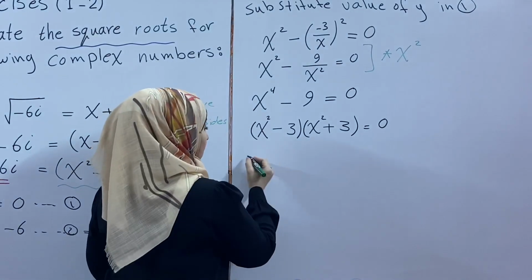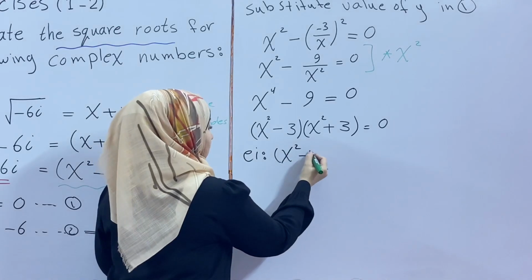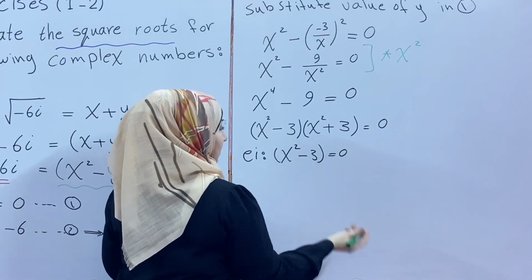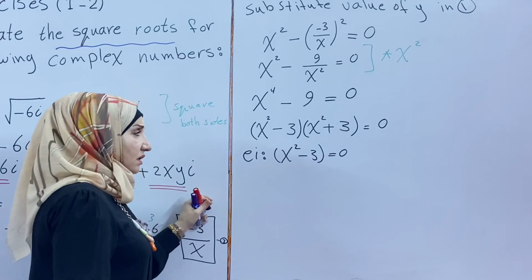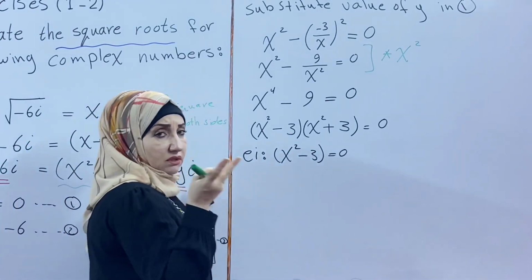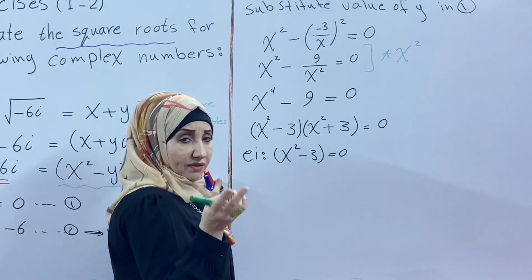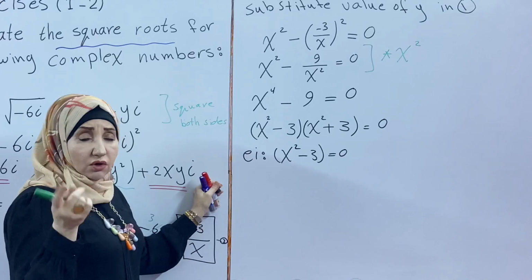That's mean either or. Either x squared minus 3 equals 0 because we use the zero product when two values, when two expressions, product of two expressions equals 0, that means one of them equals 0 or both of them equal 0.